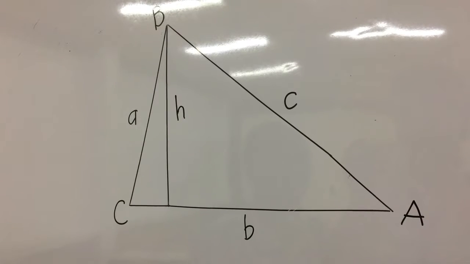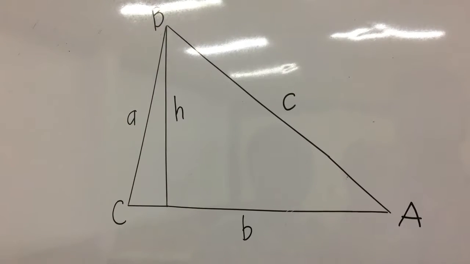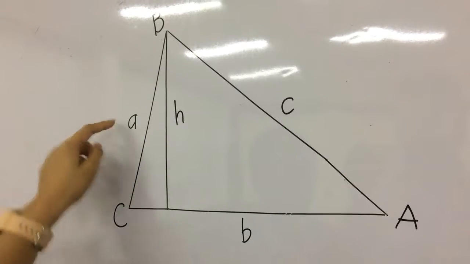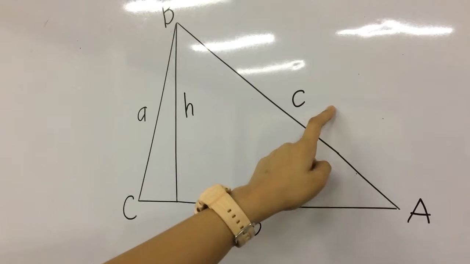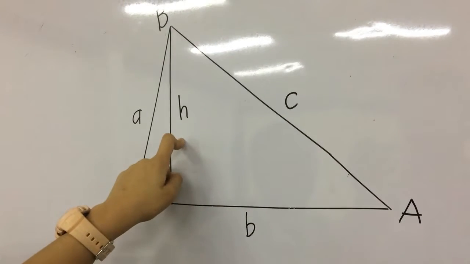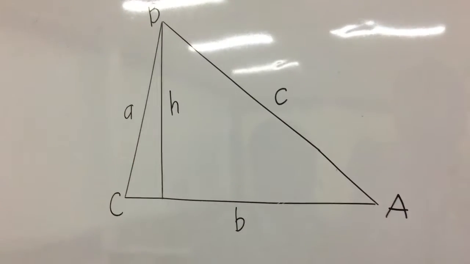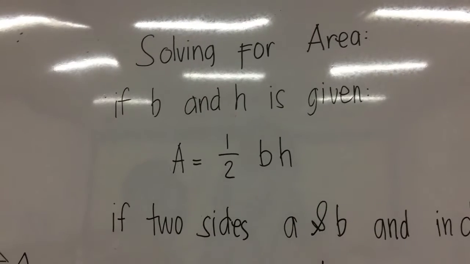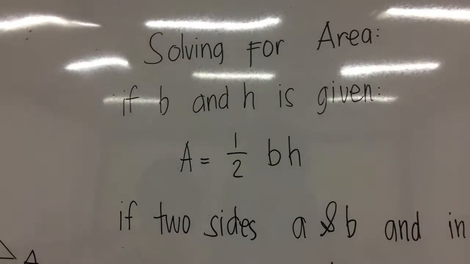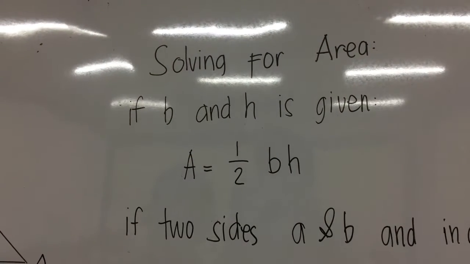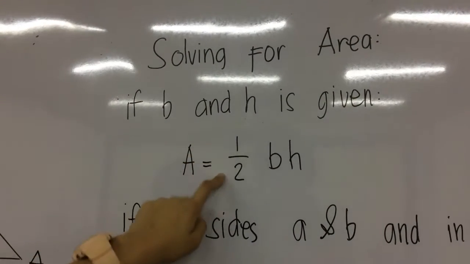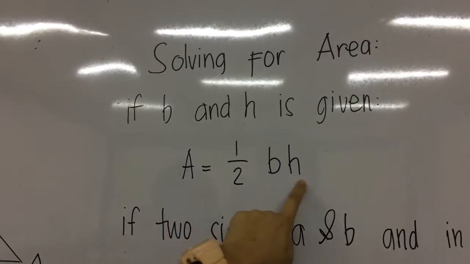The sides of the triangle are composed of side A, side B as the base of the triangle, C as the hypotenuse, and H as the height. Did you know that you can solve the area of a triangle if you are given the base and the height? We will only use the formula 1/2 times the base and the height.